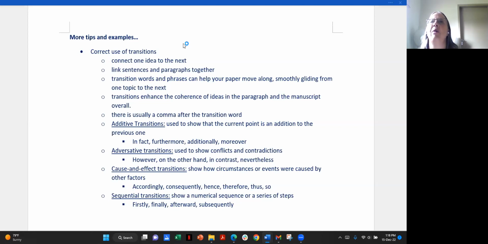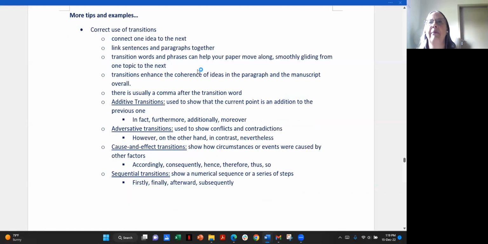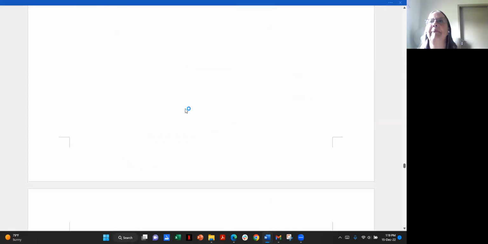And also there's usually a comma after the transition word, like however, therefore. They will have a comma after them. There's a lot of transitions, just a few. Furthermore, additionally, moreover. If you're doing a sequence of events, you might want to say secondly, thirdly, fourthly, or initially, finally, subsequently. So transitions are very important to help your flow of ideas and for everyone to see the steps that were taken in the correct order. I'm going to show you an example here.